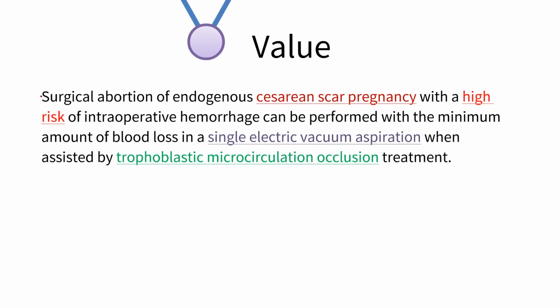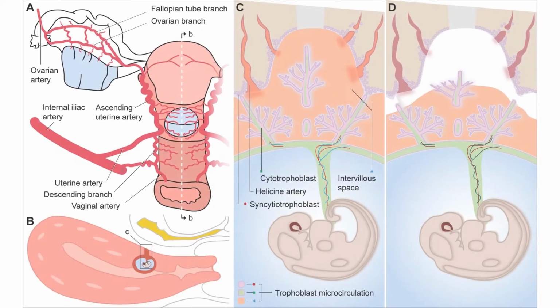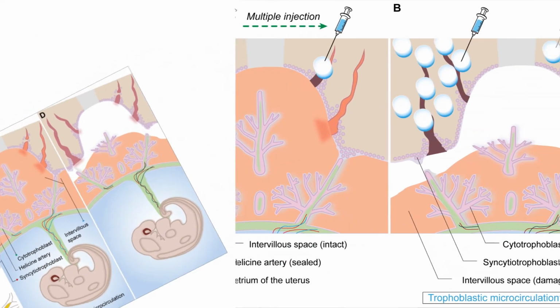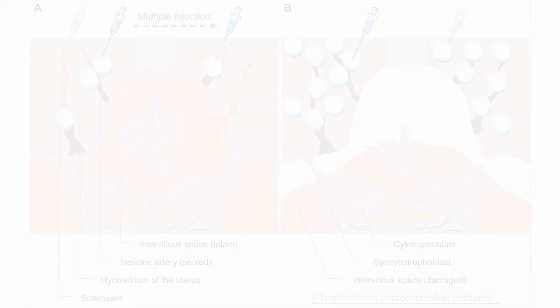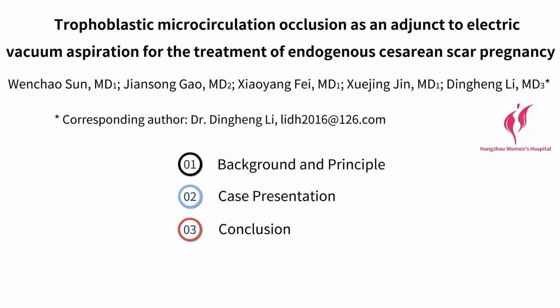Surgical abortion of endogenous cesarean scar pregnancy with a high risk of intraoperative hemorrhage can be performed with the minimal amount of blood loss in a single electric vacuum aspiration when assisted by trophoblastic microcirculation occlusion treatment. This video provides a novel strategy for the treatment of cesarean scar pregnancy. However, although technically feasible, trophoblastic microcirculation occlusion as an adjunct has not been prospectively evaluated. Further studies on a large sample should compare its effectiveness to standard of care, and this is necessary before widespread adoption.